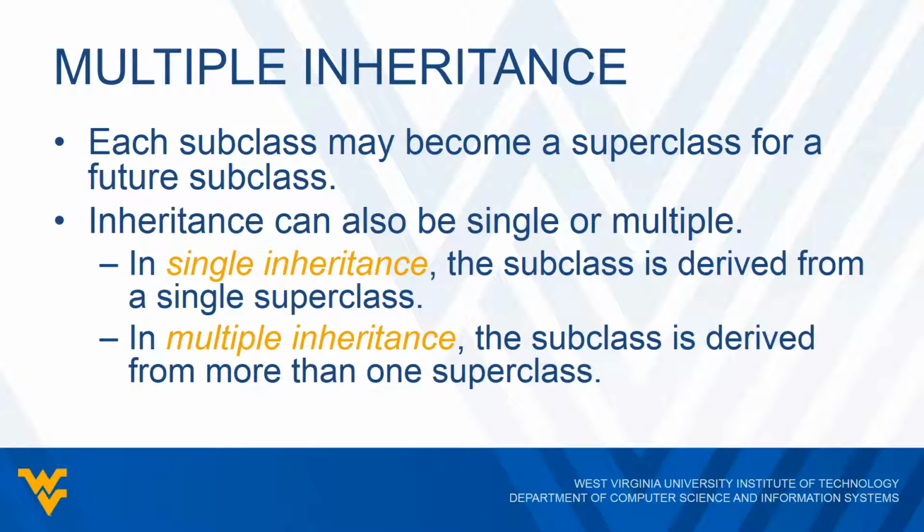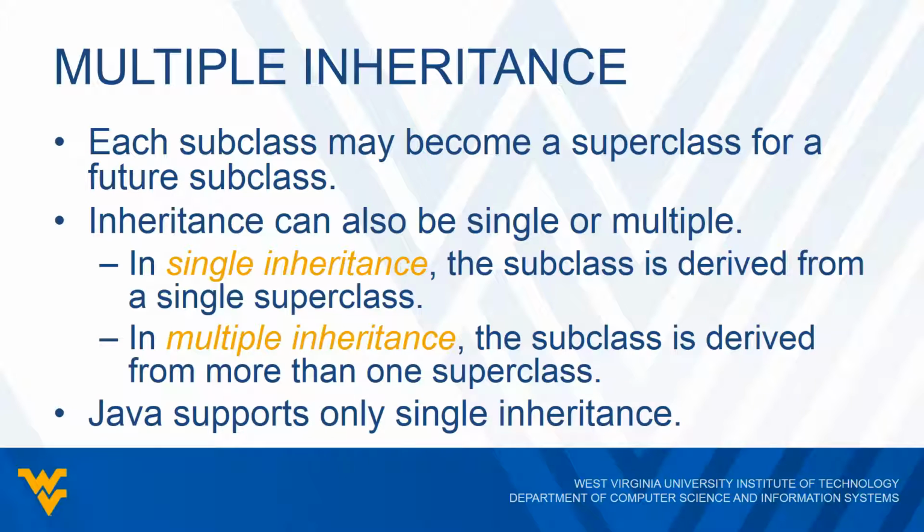With multiple inheritance, the subclass is actually derived from more than one superclass. So we can actually have multiple superclasses and inherit everything from all those classes into a single subclass. Now, I should mention that in Java, it supports only single inheritance. So a Java class can extend the definition of only one class.